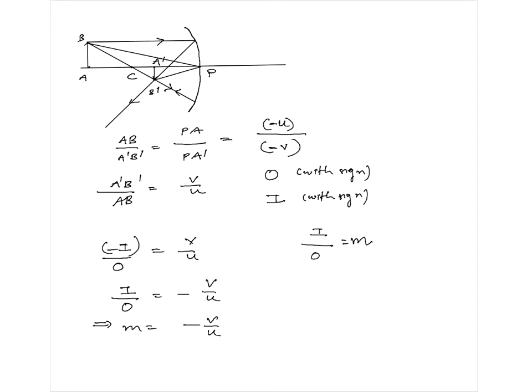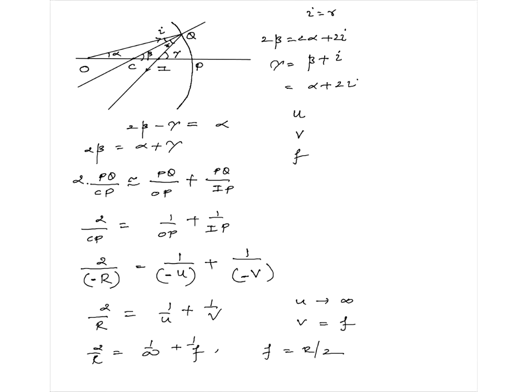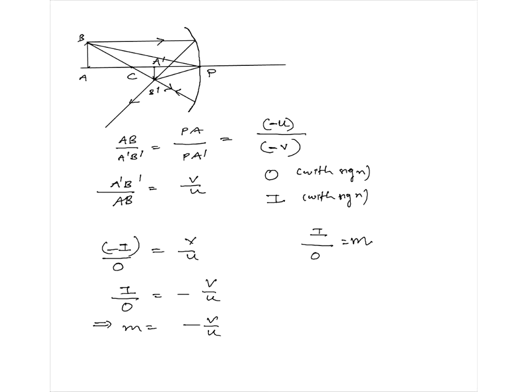Now we have done the mathematics involving the curved mirrors. Any questions? Let me know. This result, which was 1 upon U plus 1 upon V equal to 2 upon R, can be written as 1 upon U plus 1 upon V equal to 1 upon F. That's normally what you memorize, but you memorize this also, F equal to R by 2, and this also.